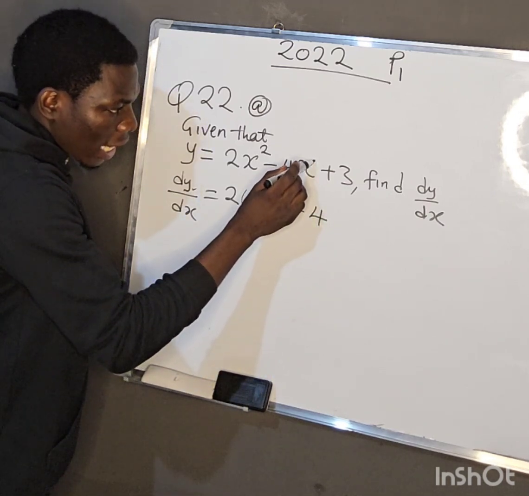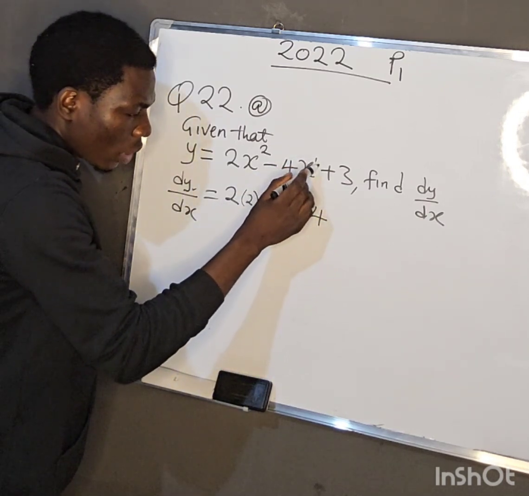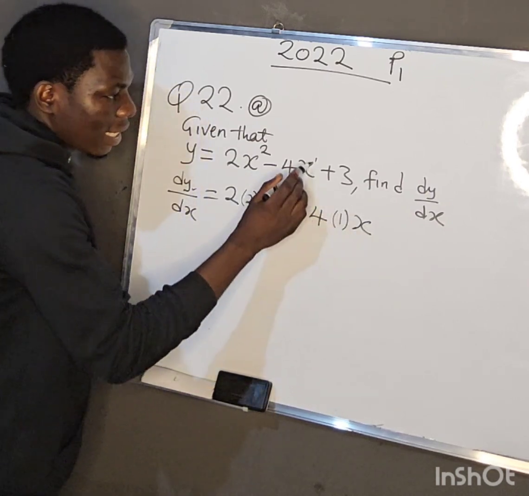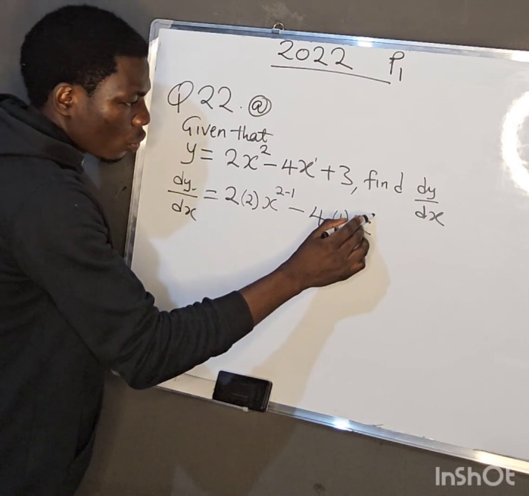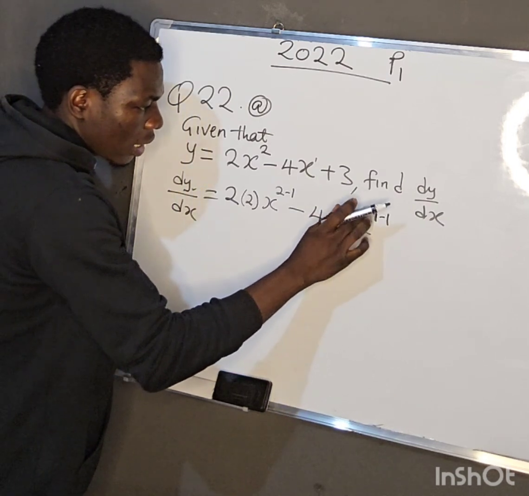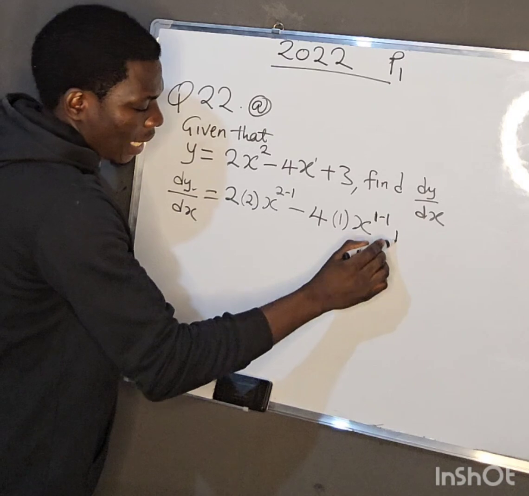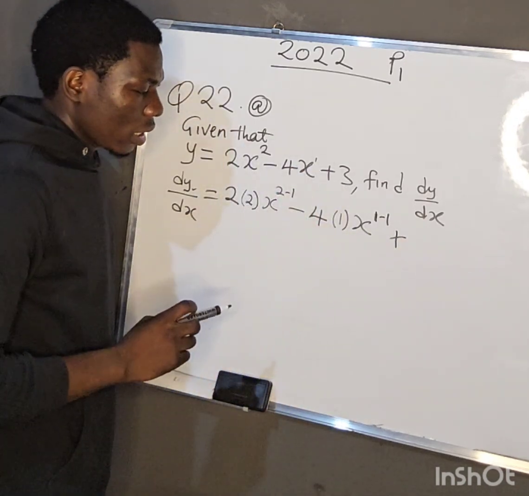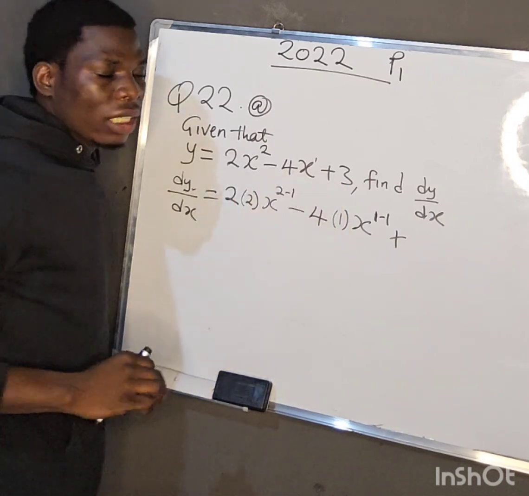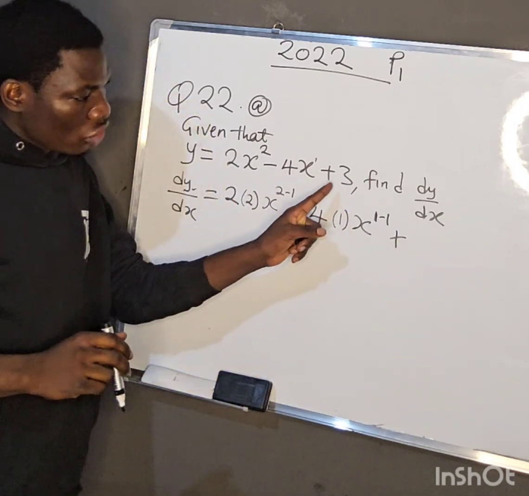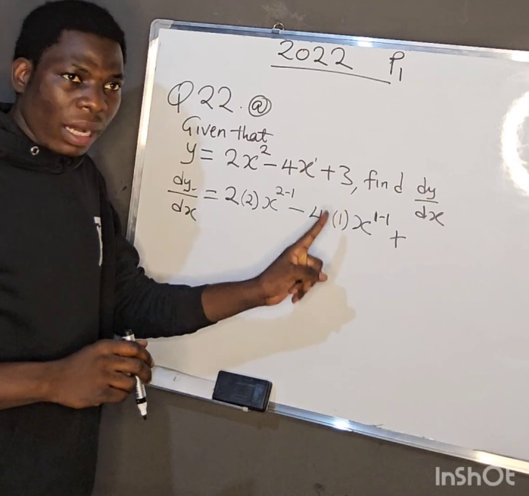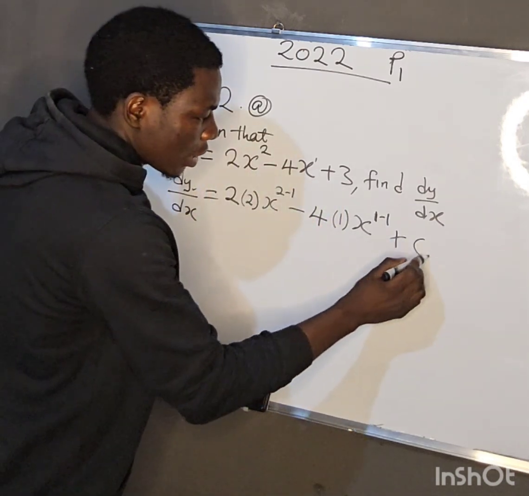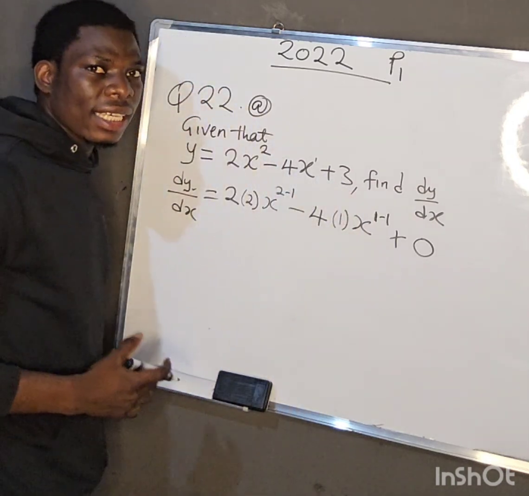The power there on x is a 1, so the 1 drops down, which is going to be 1 times 4, and then you write x. The power which is 1 there is going to reduce by 1, so it's going to be 1 minus 1. Then plus. Here we have a 3. What you should know is that whenever you are differentiating any constant, a number which has no x, the answer is 0. So here, since we are only differentiating a 3 which has no x, our answer there is going to be 0.